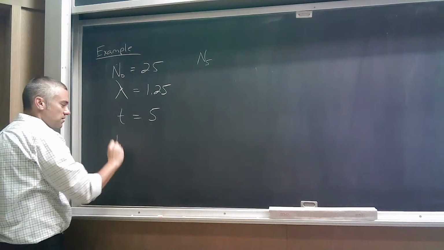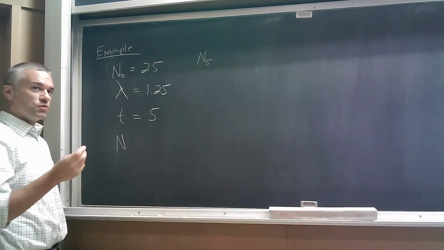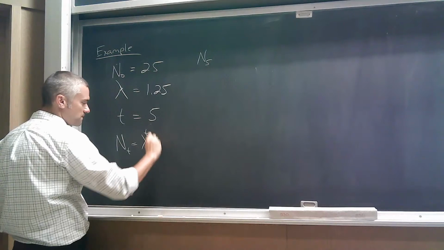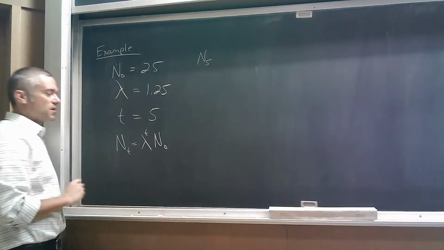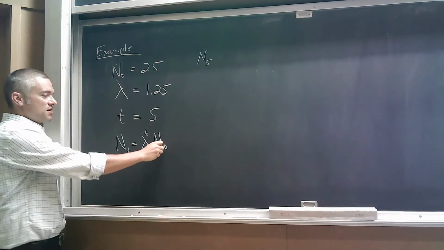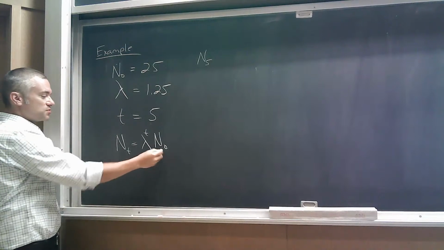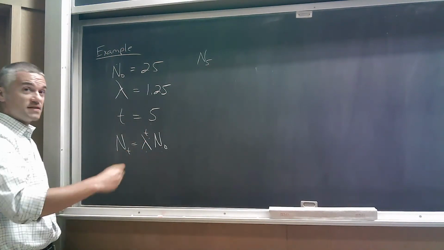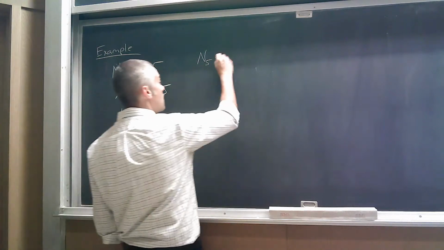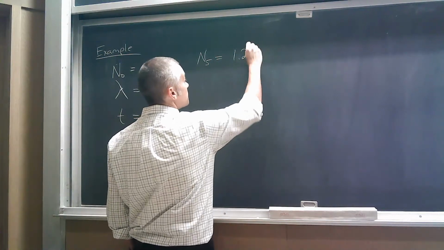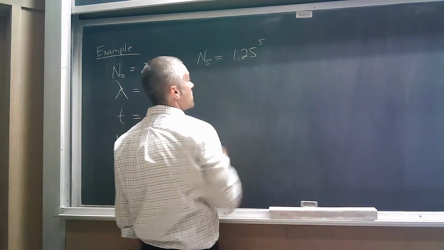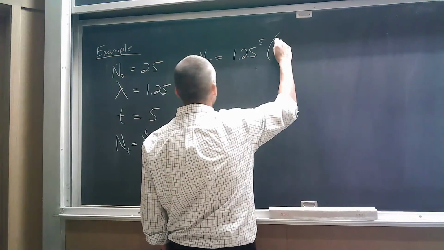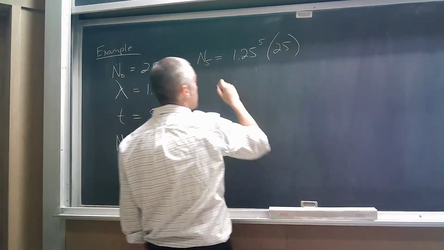The equation that we'll use, since we know marigolds are annual plants, is that equation. We have n naught, yep, that's given in the problem. We have lambda, yep, that's given in the problem. Do we have t? Yeah, that's given in the problem. So all we have to do is substitute. So 1.25 raised to the 5th power times 25.